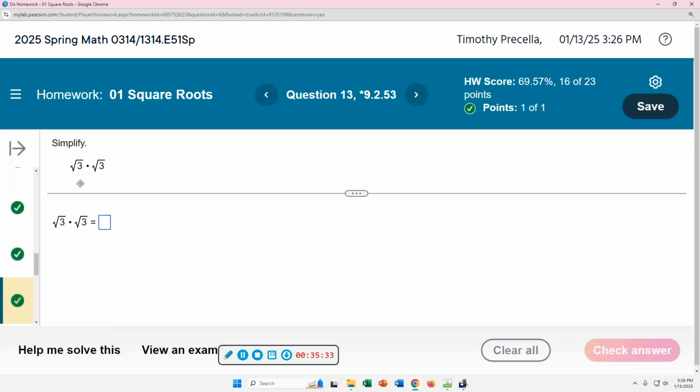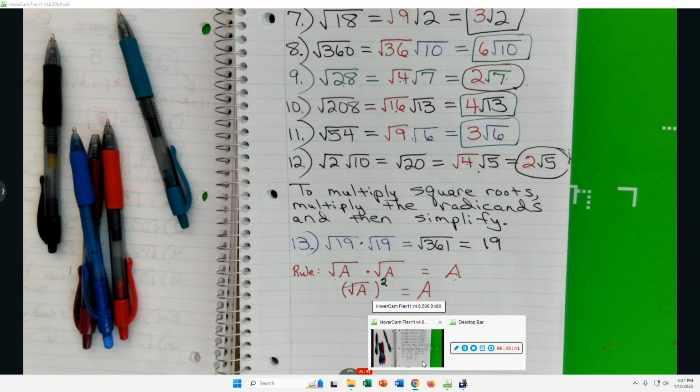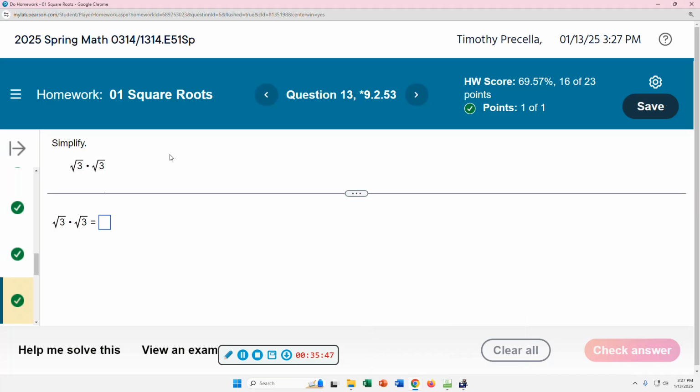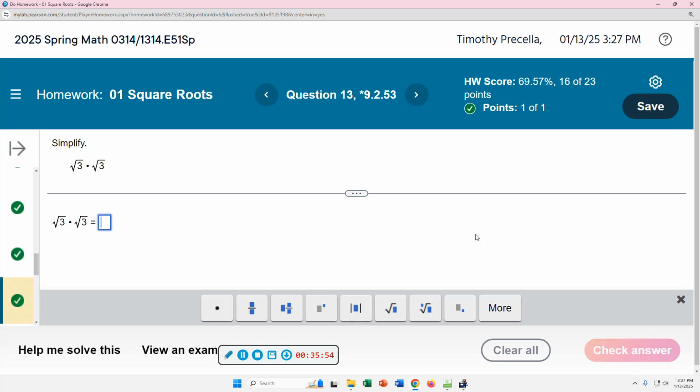Okay. Now this one, hopefully, the numbers are so small, you can easily see why we have that rule. The square root of 3 times the square root of 3, according to my red rule, should just be 3. But if you actually multiply 3 times 3, what are you getting? 9, and the square root of 9 is 3. So it should be obvious.